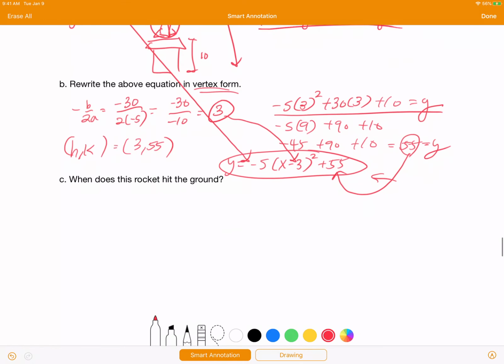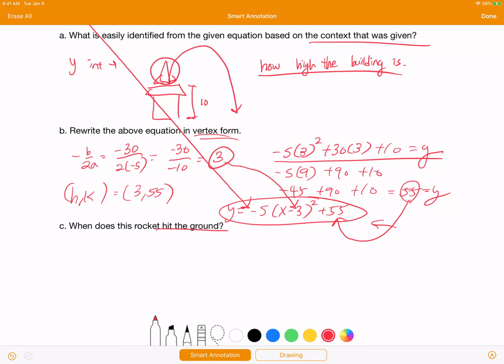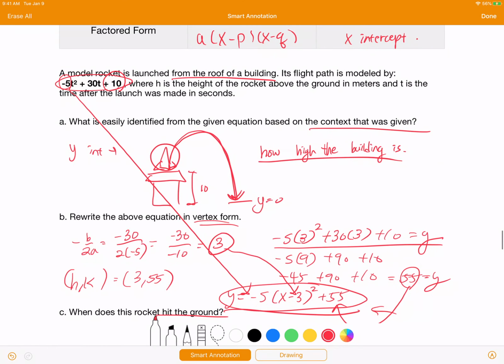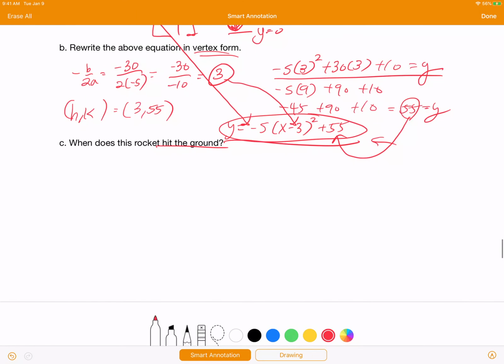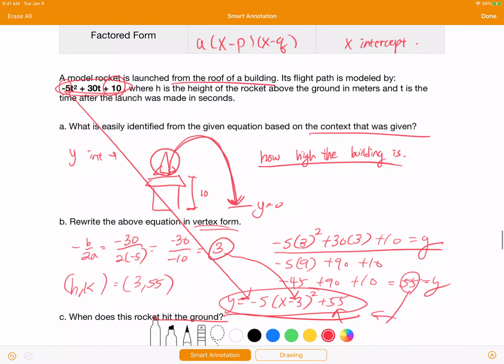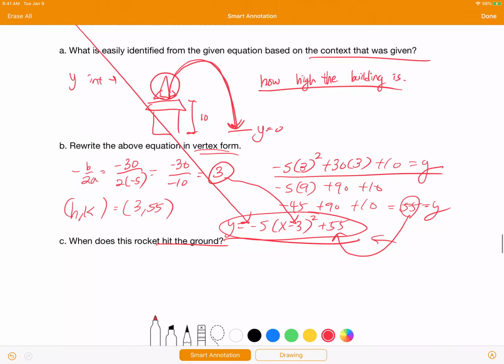Okay? All right, when does the rocket hit the ground? Well, that is when it goes to this path and it's really looking for when the y value is 0, right? So you can just set the first equation to be 0 or this equation to be 0. It doesn't really matter which one you use. I'm just going to use the first equation because I believe most of you guys did it that way.